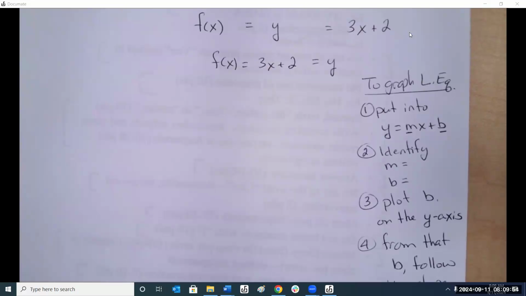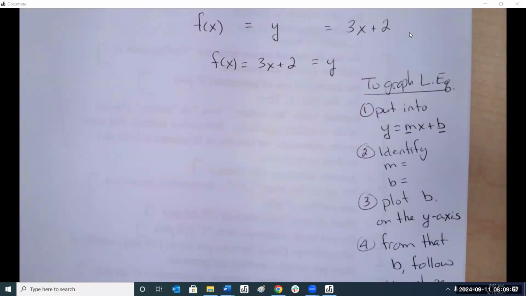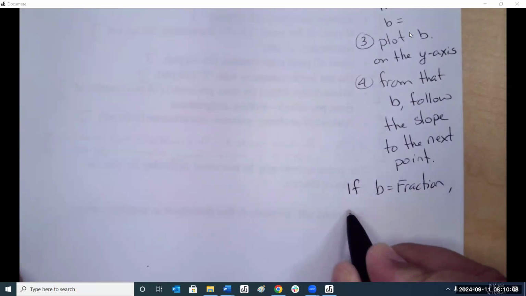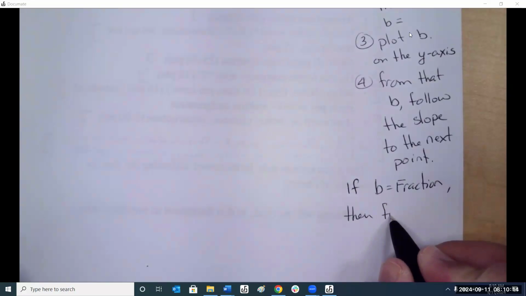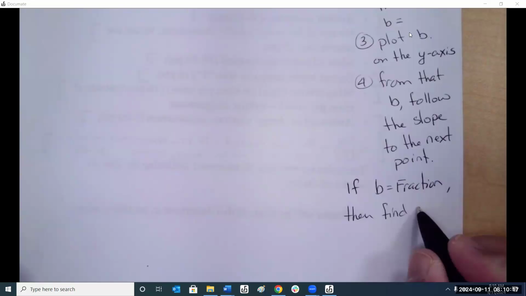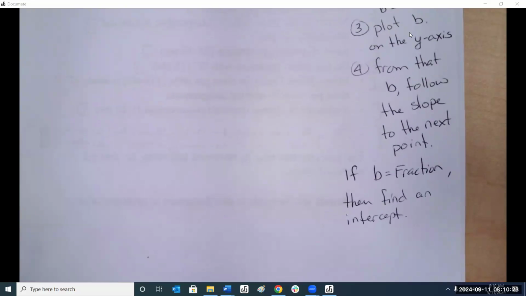The problem with this is if b is a fraction. If b is a fraction, then find an intercept. It doesn't matter which one. If it's the x-intercept or the y-intercept, if one exists, that's even better. If two of them, that's great. You just connect the dots. But if all you need is one of them, because once you find that point, you follow the slope from there.